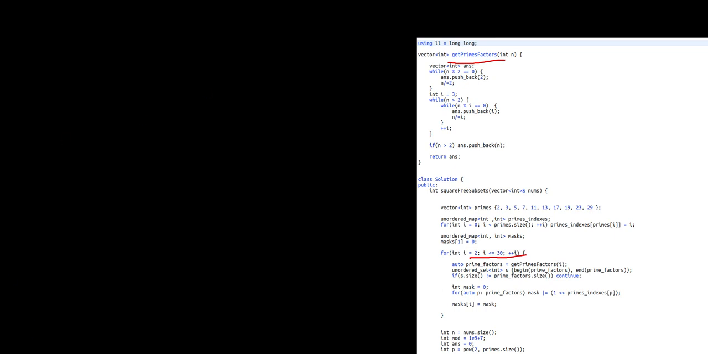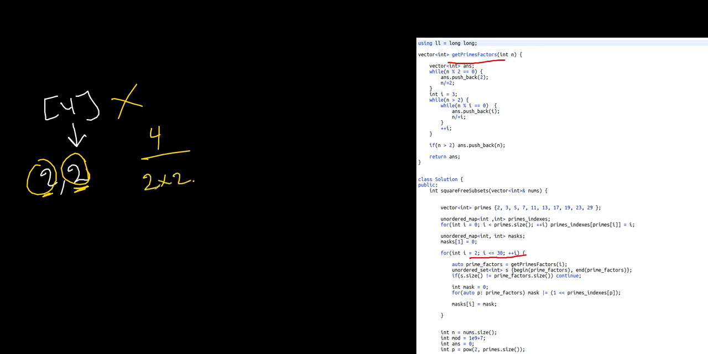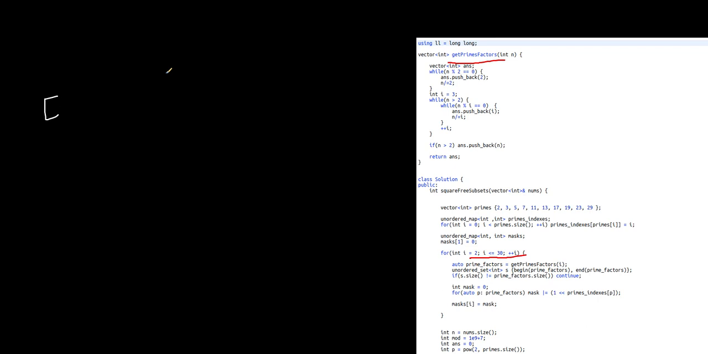Another example, if we take a subset like 4, the prime factors are 2 and 2, and again this is not a square free subset because there is a prime that occurs more than one time. So this means 4 is divisible by 2 multiplied by 2, and this is not a square free subset.